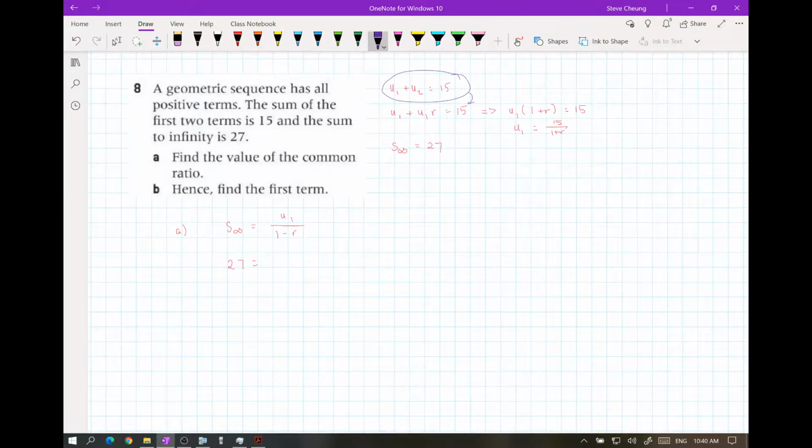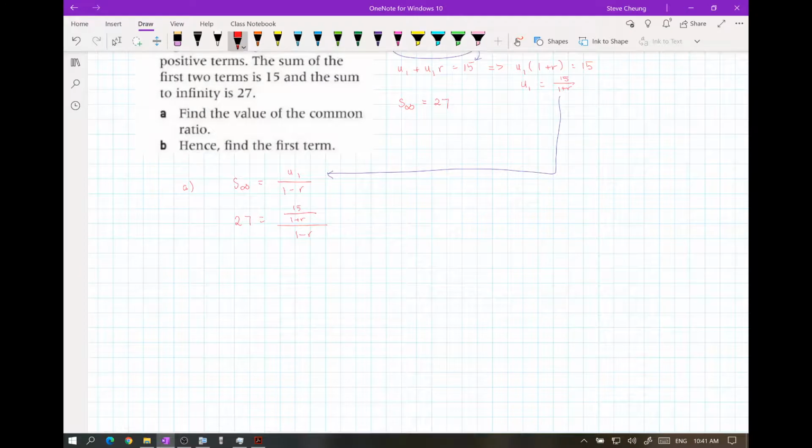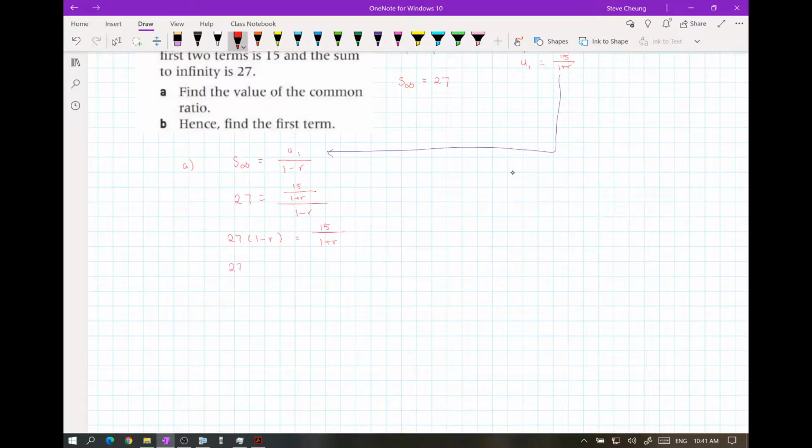So now I can substitute this over here. And I will get 15 over 1 plus r, divided by 1 minus r, is 27. This might look intimidating at first. So let's cancel the fraction from the bottom by multiplying it. And guess what? We actually have another fraction here. So let me multiply that as well. And then the rest is also just manipulation.